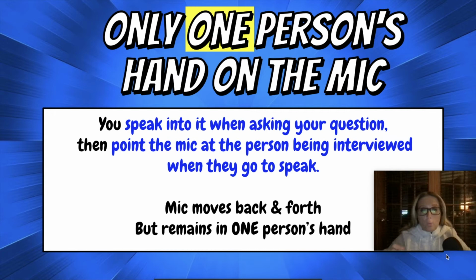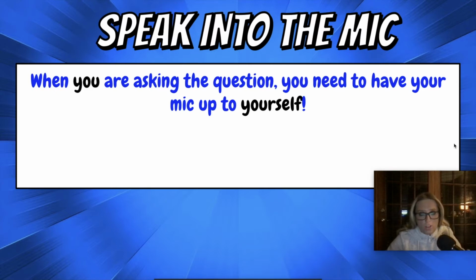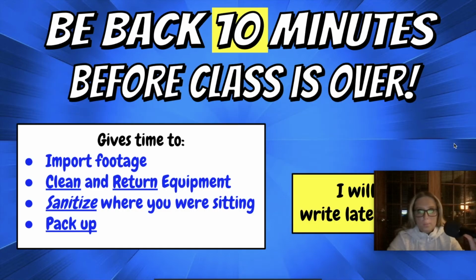So always make sure you collect that info when you do your interviews so that you can put it in later. When you are interviewing, only one person's hand is going to be on the microphone. Again, that's just due to sanitizing, COVID and everything. You speak into it when you ask your questions, then point the microphone at the person who's speaking when being interviewed. So the mic goes back and forth, but it remains in one person's hand, and that is your hand. It is also very important that when you are asking the question to whoever you are interviewing, you are speaking into the microphone. So when you're asking the question, you need to have the microphone up to yourself. Otherwise, if you're holding the microphone at the person that you're speaking to and you're asking the question, your voice is getting lost, as you just heard what happened to mine.